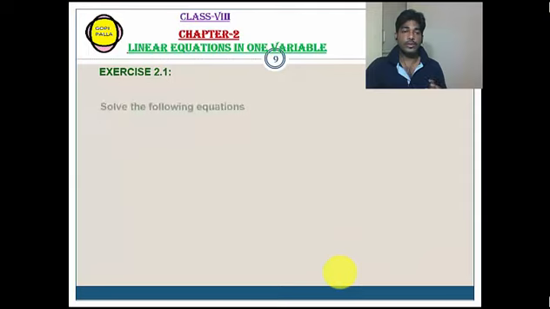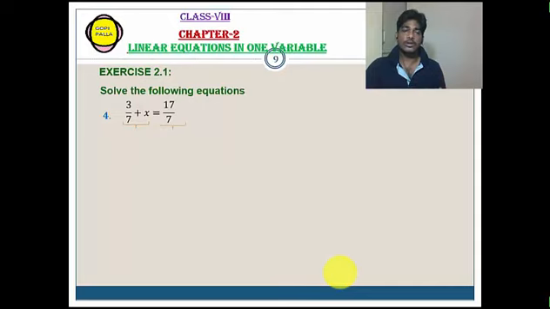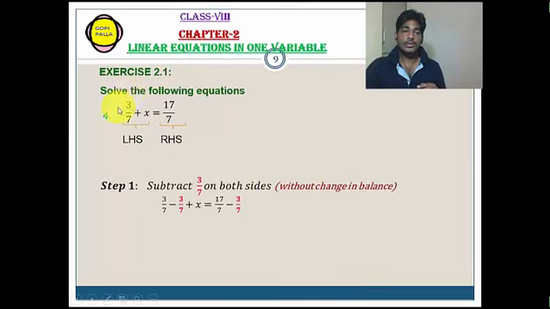So we'll go to the fourth problem. This is also a similar way, but here it is given in fraction form. The procedure is the same. So with left hand side and right hand side, in order to remove this 3 by 7, we should subtract 3 by 7 on both sides.